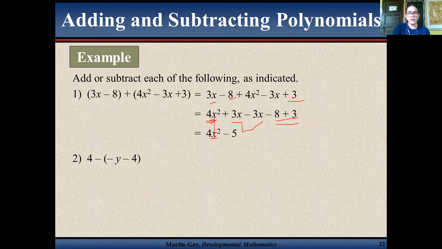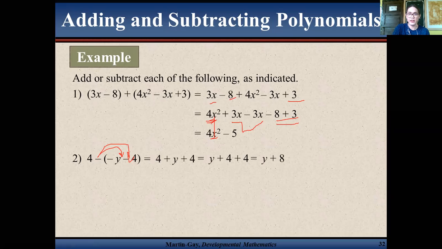I hope you can follow. And for subtraction of polynomials, this is what I said. It's like integers. You change first the parentheses. How? You distribute the negative. Negative times negative y will be positive y. Negative times negative 4 will be positive 4. So y plus 4. Then like terms, 4 and 4 are like terms. That's why you have y plus 8 as your final answer.